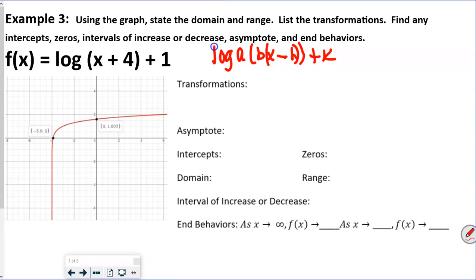So what do a and b mean? A is a reflection over the x-axis. B is a reflection over the y-axis. The h is a movement left or right. And the k is a movement up or down. So let's talk about what we have right here. If we have a plus 4 here, it's really going to be a minus 4, right? So it means we're going to move 4 to the left, because there's a minus up there in the equation. And here, this is going to be what? 1 up, okay?